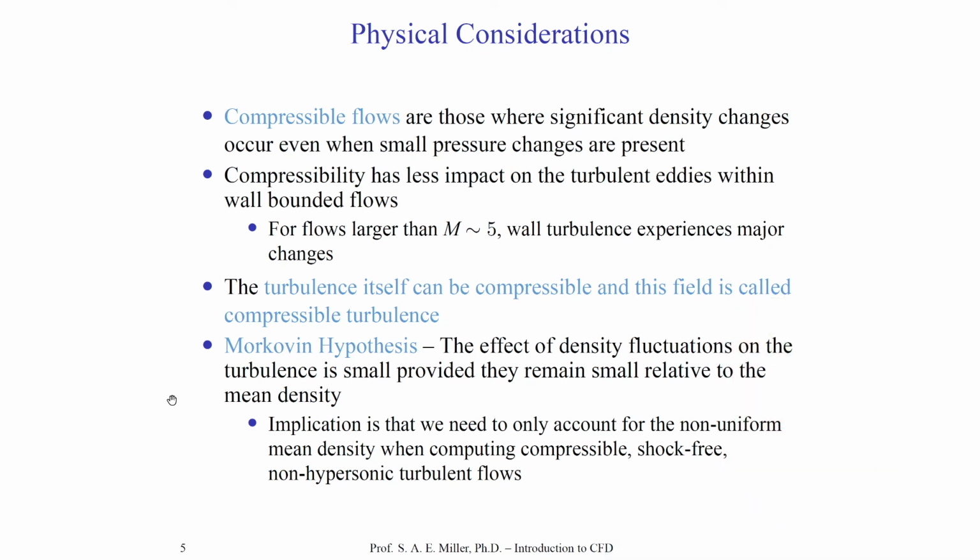We now need to introduce the all-important Morkovin hypothesis. The Morkovin hypothesis says the effect of density fluctuations on the turbulence is small if they remain small relative to the mean density. That is, the fluctuations of density are very, very small compared to, say, the mean density. This is the Morkovin hypothesis, and of course it has certain mathematical implications in turbulence modeling and the creation of the models and their use, if it is of course true. It is a kind of assumption. One of its implications is that we would only need to account for the non-uniform mean densities, and when computing compressible shock-free non-hypersonic flows, this might be very important.